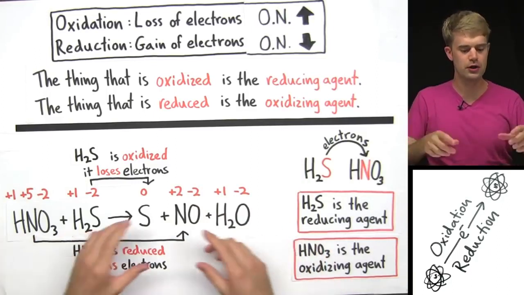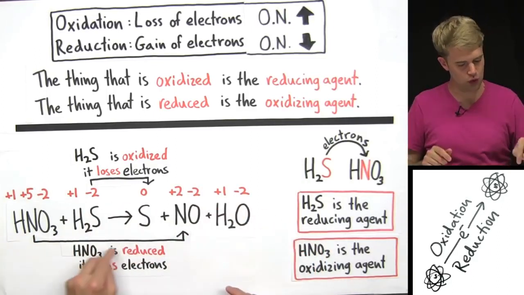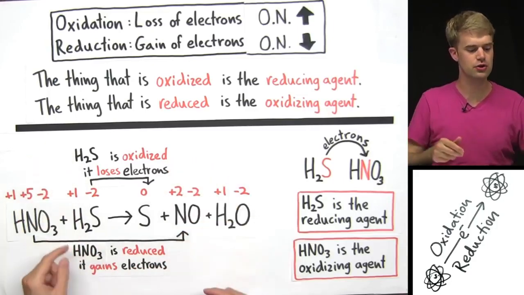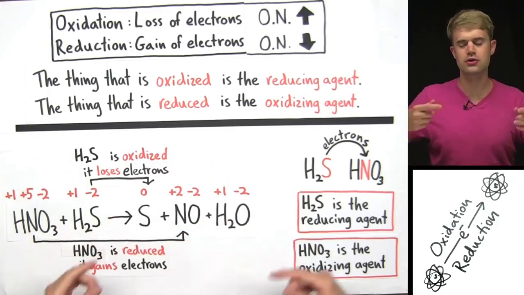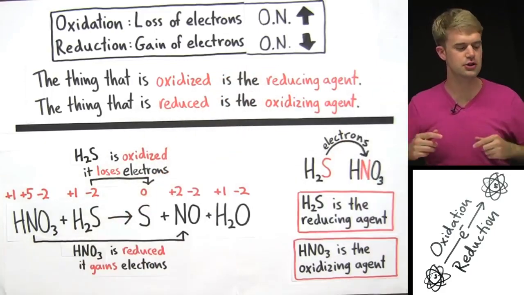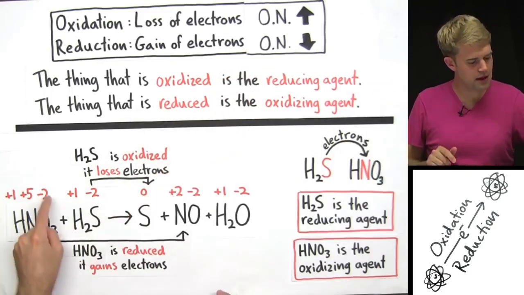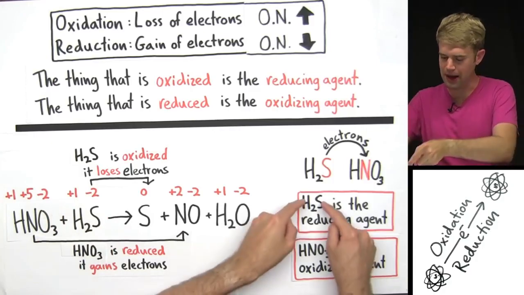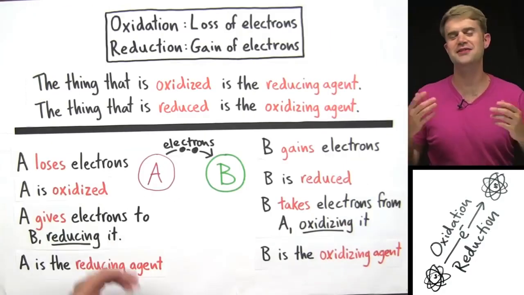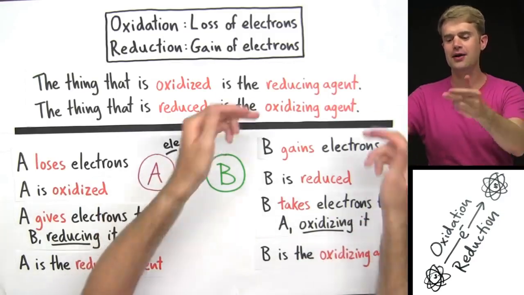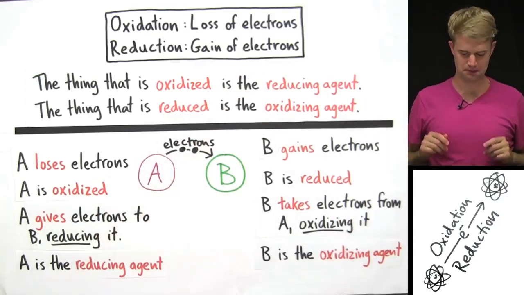So just remember, when you have an equation like this, where the individual atoms that are getting oxidized or reduced are part of larger compounds, when you're talking about oxidizing agents and reducing agents, you probably want to mention the whole compound instead of just the individual atom. So that's everything that you need to know about oxidizing agents and reducing agents, okay?